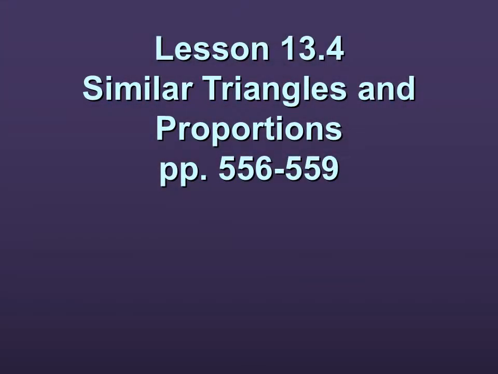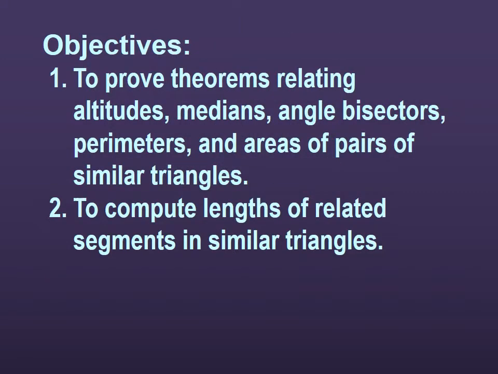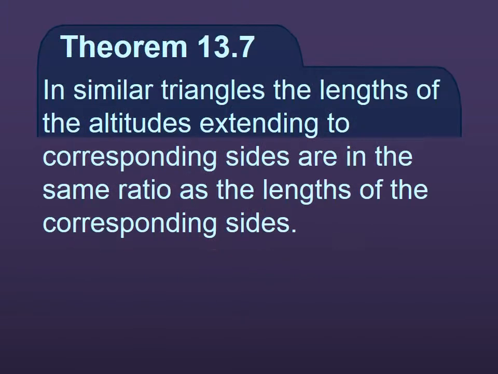We're going to learn about proportions today in similar triangles and how we can use proportions to calculate a bunch of different things in triangles. So altitudes, medians, angle bisectors, perimeters, and areas of similar triangles all have proportions related to them, and so we can compute the lengths of related segments in similar triangles.